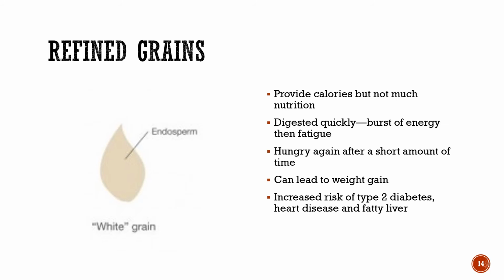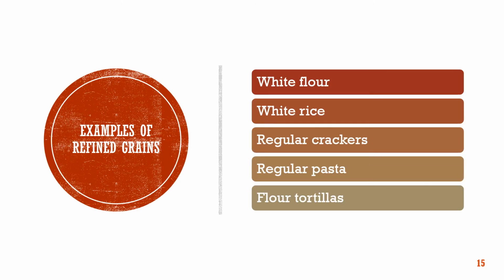And refined grains can also increase the risk of type 2 diabetes, heart disease, and fatty liver. And here are some examples of refined grains. We have white flour, white rice, regular crackers, regular pasta, and flour tortillas.